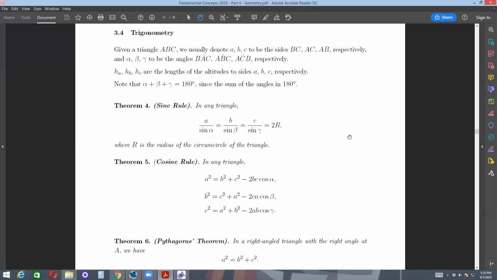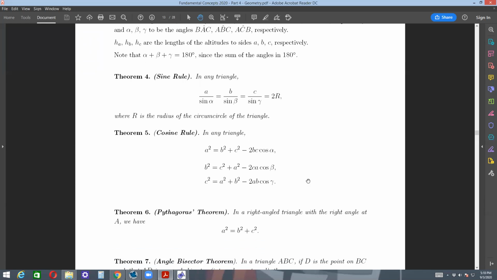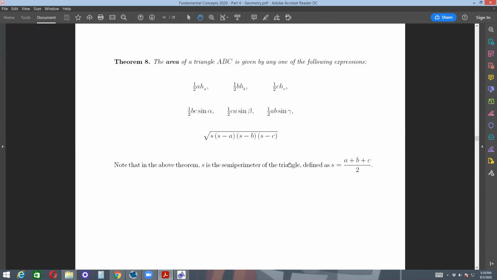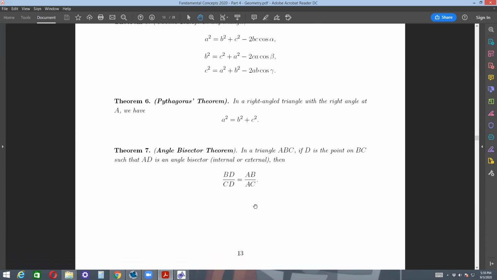All right. Next is trigonometry. I'm not going to go into this too much. So in a triangle, there's a sine rule you all know, but like I said, there's an extension to it where this ratio is actually equal to twice the circumradius. Right? Circumradius is the radius of the circumcircle, not the incircle. Cosine rule is useful sometimes. Pythagoras, everybody knows. This one here, angle bisector theorem. I should have done something with that.